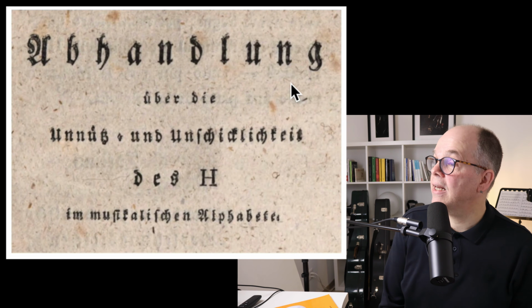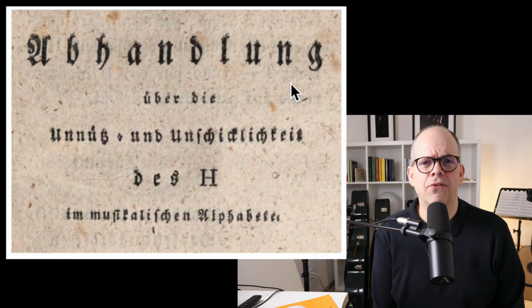As I said, the German organ tablature fell out of use at the end of the 18th century. And just in that time, a very illuminated man, Joseph Franz Schwanenberg, wrote a treatise on the uselessness and inappropriateness of the H in the musical alphabet. So finally, someone in Germany understood that that is all absoluter Bullshit ist das.